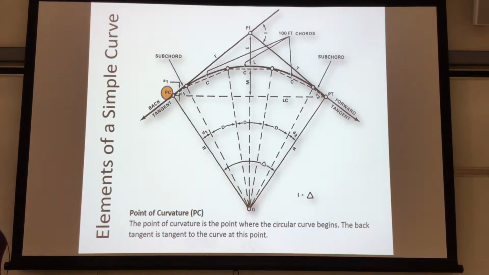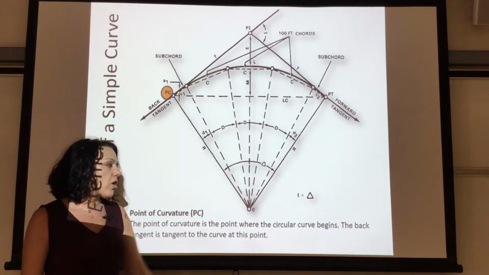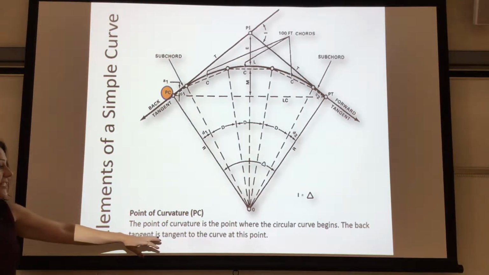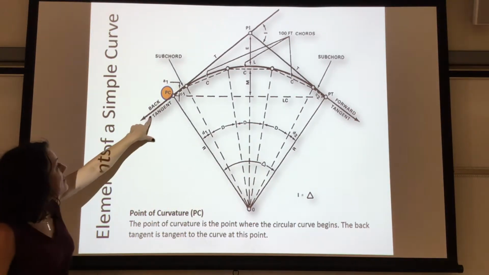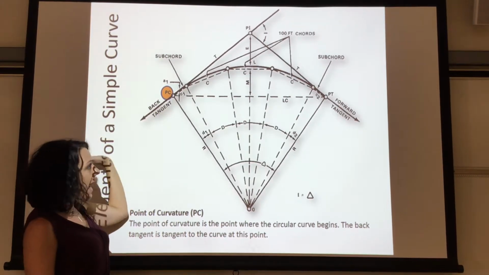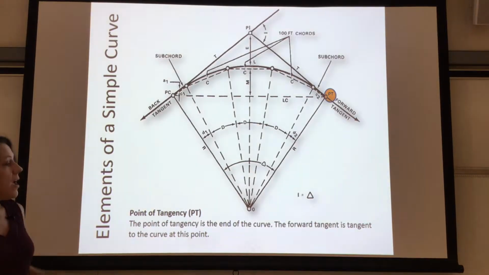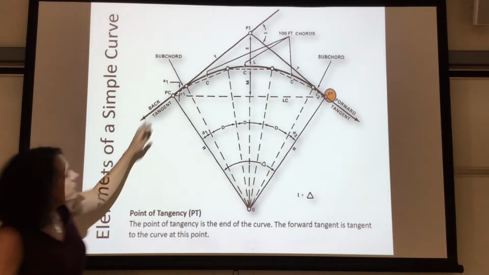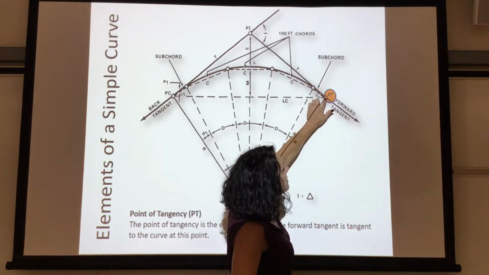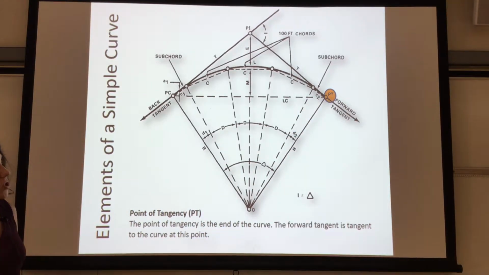Okay? The point of curvature, the PC, is the point where the circular curve begins. The back tangent is the tangent of the curve at this point. This is called the back tangent because the PC starts here, it's behind it, the back of it, and the PT is the point of tangency. The point of tangency is the end of the curve, where it comes around and stops. And then it has a forward tangent where the straight section starts over.